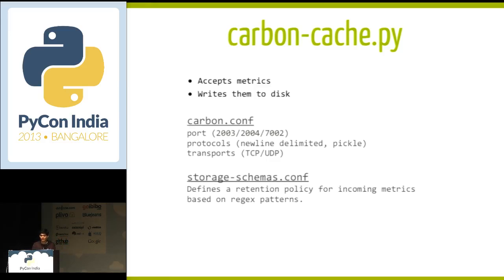Storage schema is a configuration file which Carbon Cache uses. It specifies a retention policy for that data. So let's say you want to store data for 1 day. You can specify it there, and there's a common regex pattern which you can specify. I'm going to talk more about that.